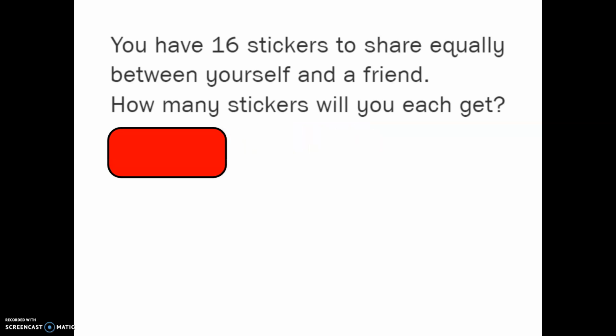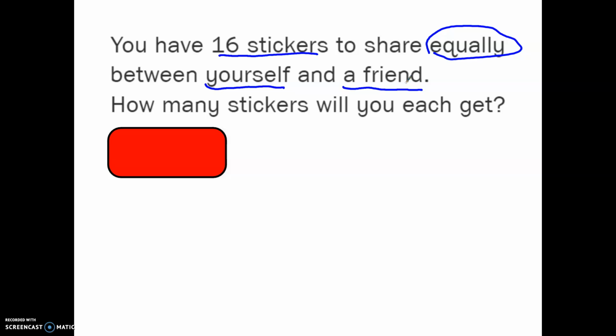For our mental math today, and when it's mental math, that means we're going to see if you can figure it out in your head. So if you have 16 stickers to share equally between yourself and a friend, how many stickers will you each get? So if I'm trying to figure this out in my head, I'm going to go back and read the problem and see what I know. I have 16 stickers, and I want to share them equally, which means everybody gets the same, and it's going to be between yourself and a friend. Well, that's 2 people. So that means I need to divide those 16 stickers into 2 groups, so that each get the same.